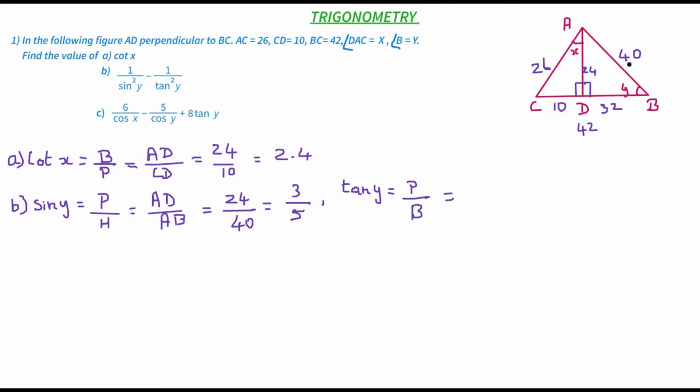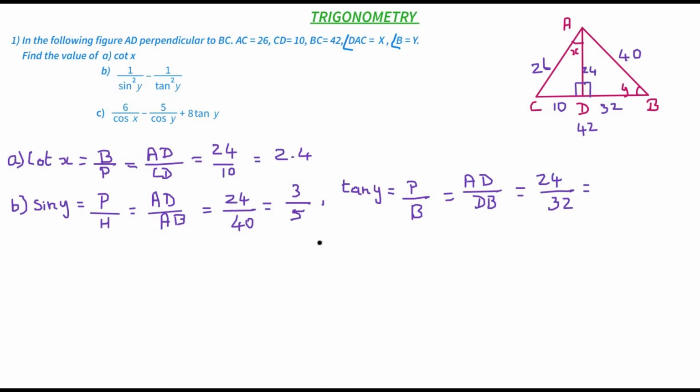Tan is perpendicular by base. The same thing, we are going to take reference angle y. Here our perpendicular is AD and our base is DB. So AD by DB. So what is AD? AD is 24 and our DB is 32. So 24 by 32, we can again make it into the simple form.